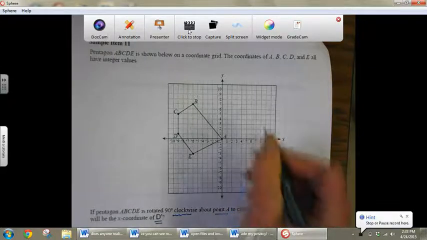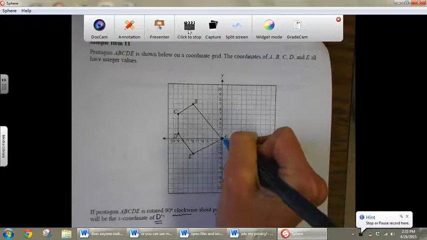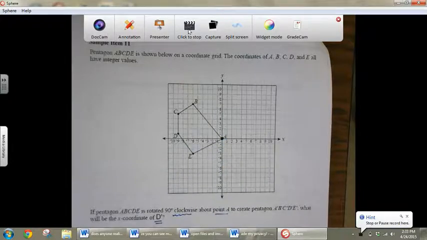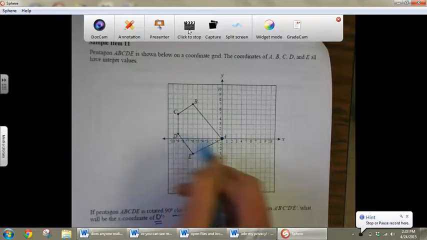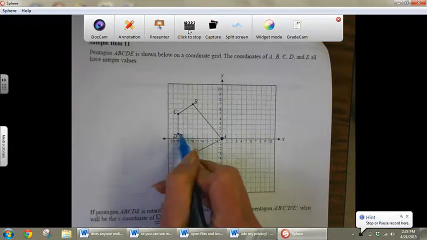So I'm going to go ahead and put a dot at point A, and that's going to represent my point of rotation. And here's how you figure out 90 degrees. So go ahead and connect A to D. I'm going to use a dashed line so I don't get it confused with the rest of these.